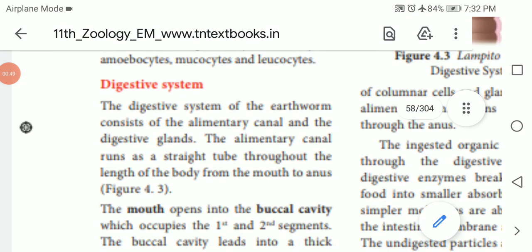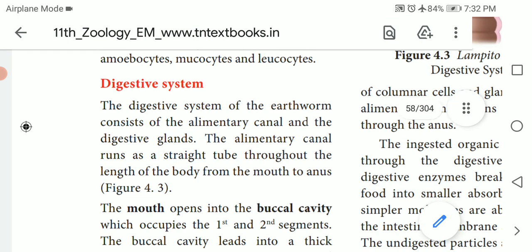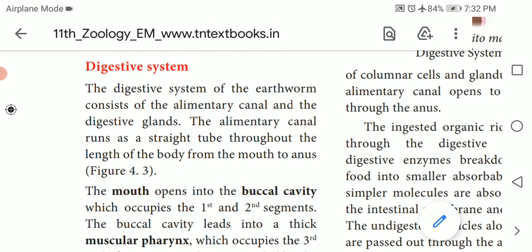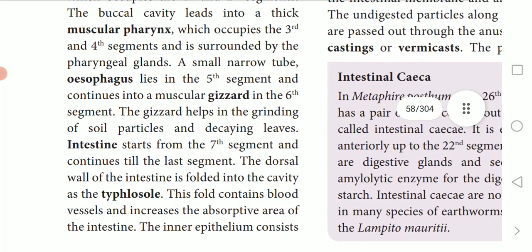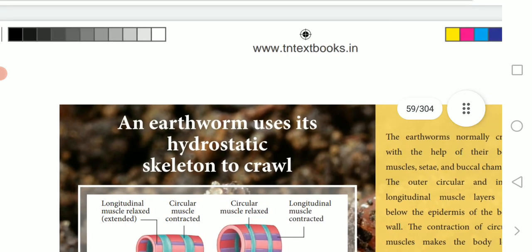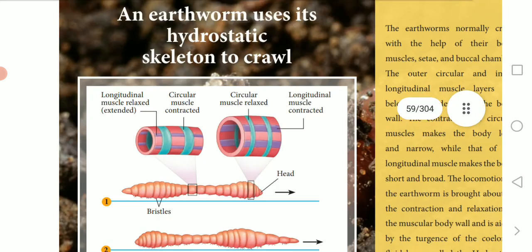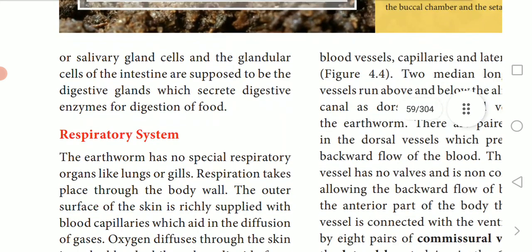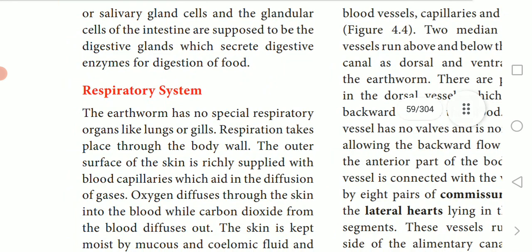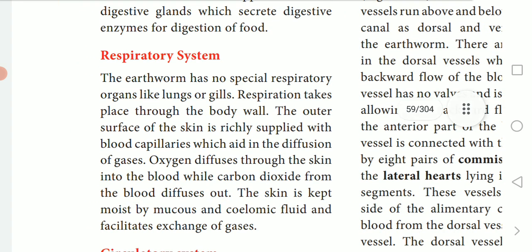In the last video class, we have seen the digestive system of earthworm, and we have seen how earthworms use their hydrostatic skeleton to crawl. Then, the next topic we have seen is the respiratory system in earthworm.